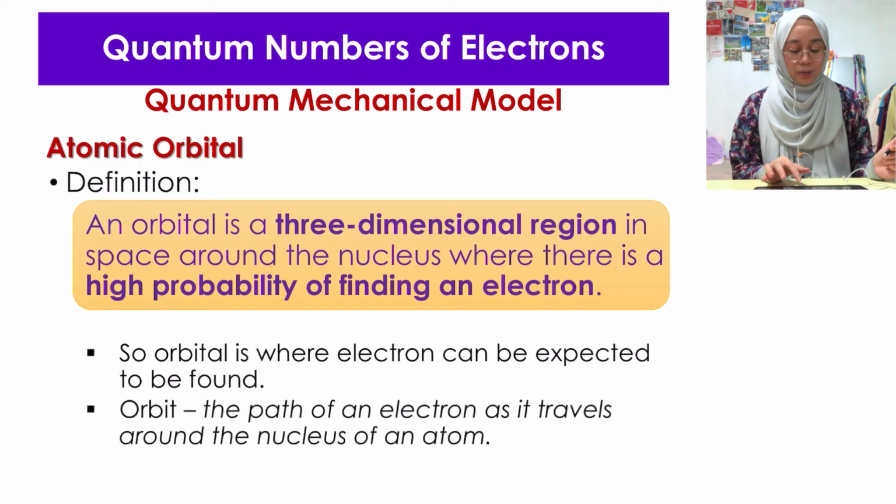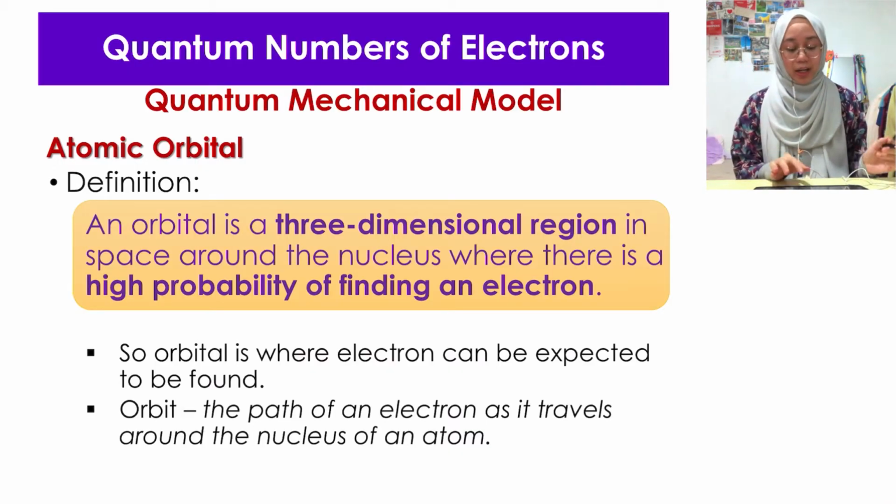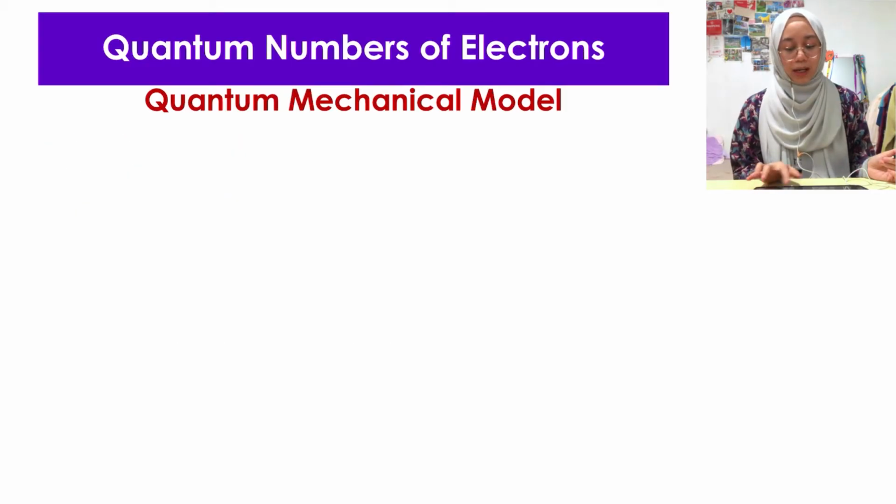Okay, compared to orbit, orbit is actually just a path, dia laluan kan, dia ada fix, dia ada ring dia tu, itu orbit. Tapi orbital ni dia adalah space, it can be anywhere dalam space tersebut. Okay, so orbit pula adalah path of an electron as it travels around the nucleus of an atom. So ini beza antara orbital dengan orbit lah. So untuk kita punya quantum mechanical model, kita memang akan guna perkataan orbital. Okay, orbital tu dekat situlah kita letak elektron dalam tu. Kat situlah ada high possibility untuk kita jumpa elektron.